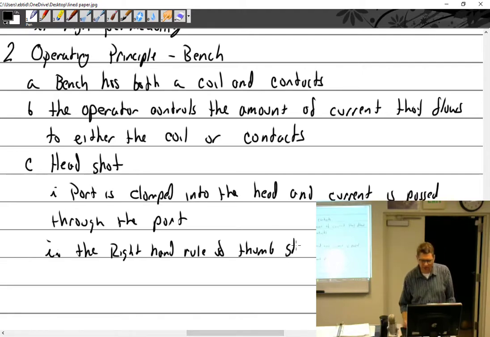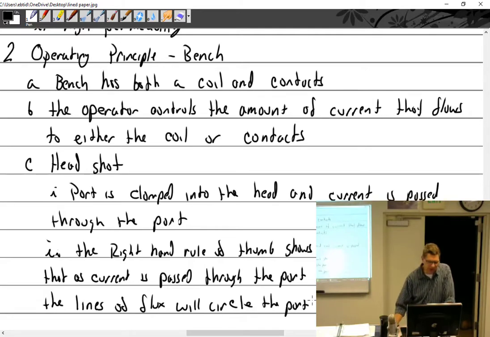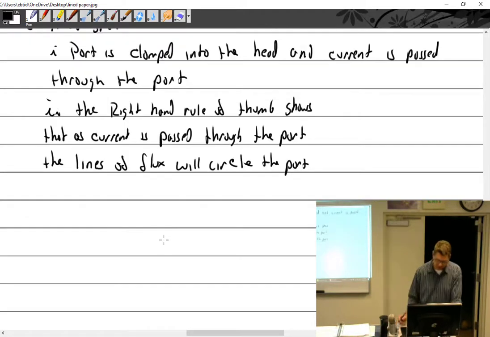But right-hand rule of thumb shows, what does it show? That as current is passed through the part, the lines of flux will circle the part. Thus the name. What kind of magnetization is that? Circular. So this is circular magnetization.